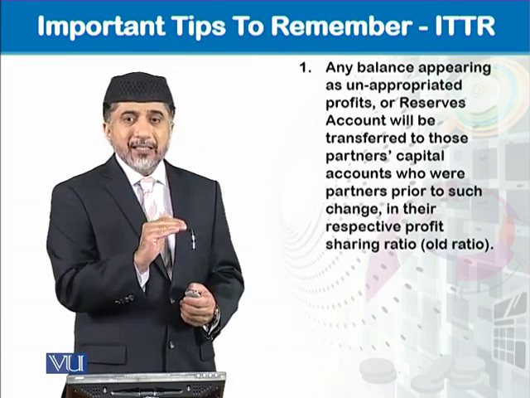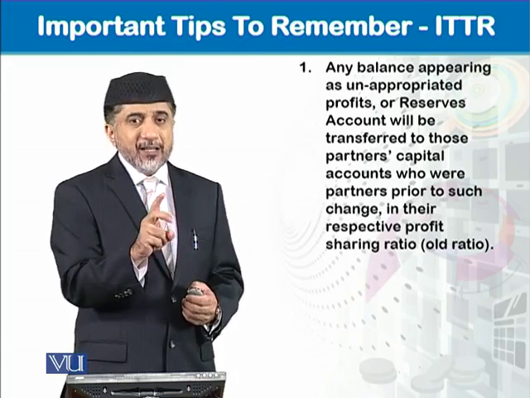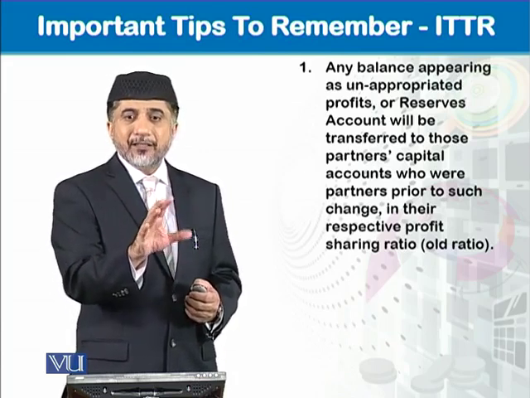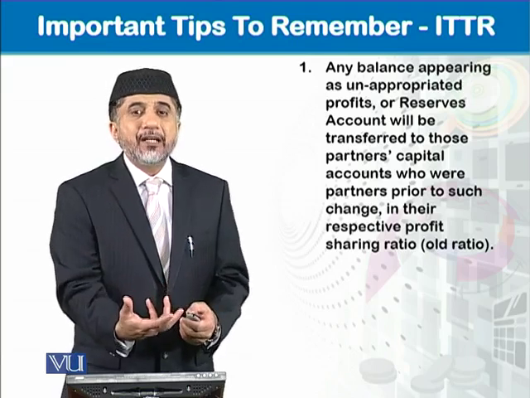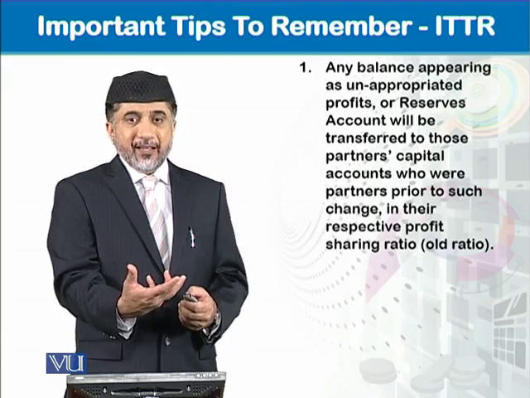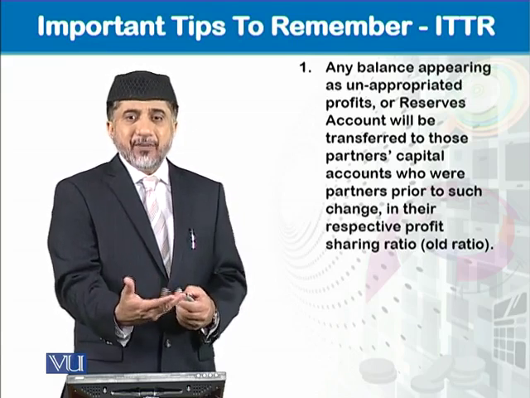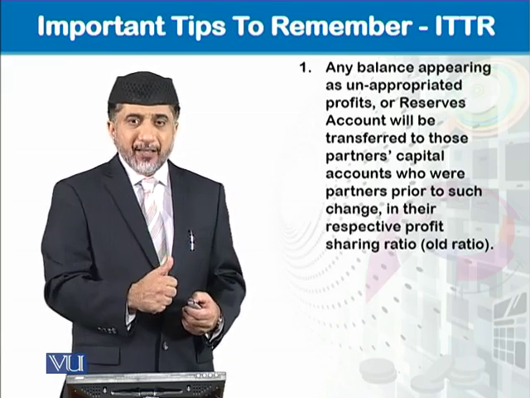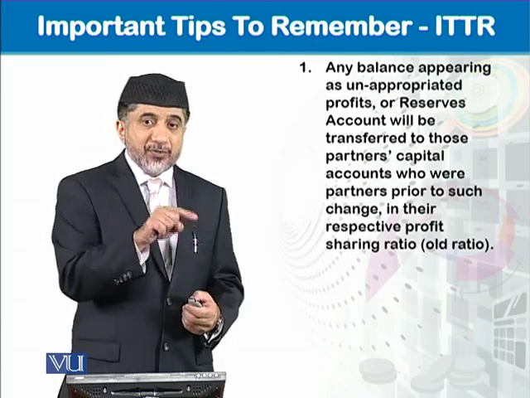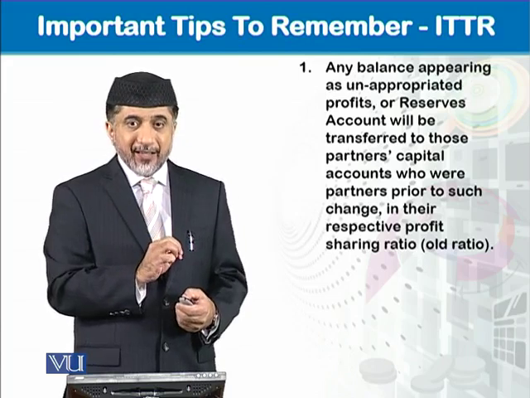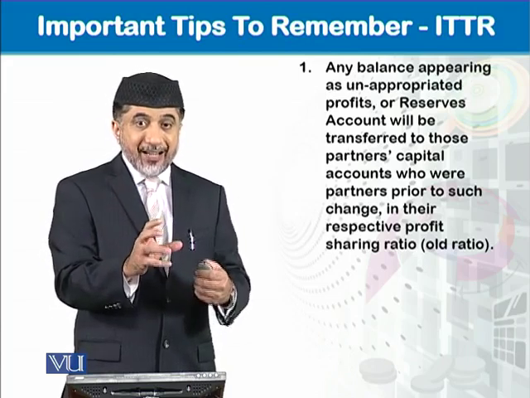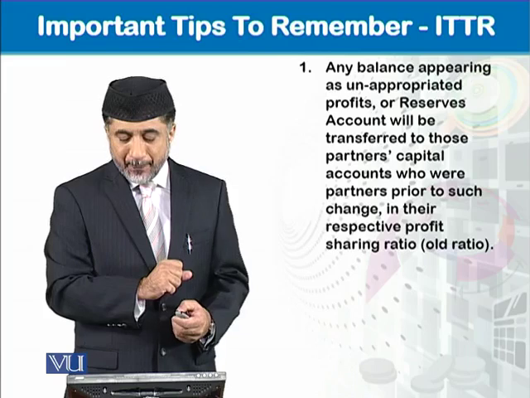So the important thing over here is that we will look into the balance sheet. In the balance sheet, the capital account is there, the current account is there, which we know belong to the owners. And if there is undistributed profit appearing in the balance sheet with any name, a reserves account supposedly, that will be transferred to the deceased partner's executor's account first, because this is the right of that deceased partner.